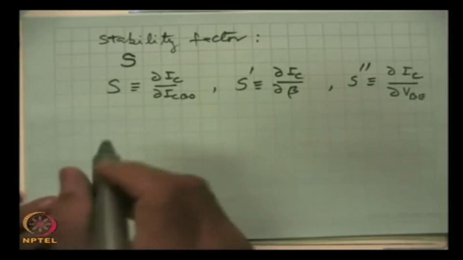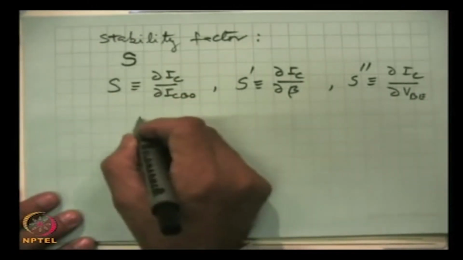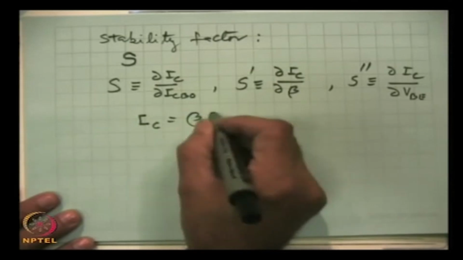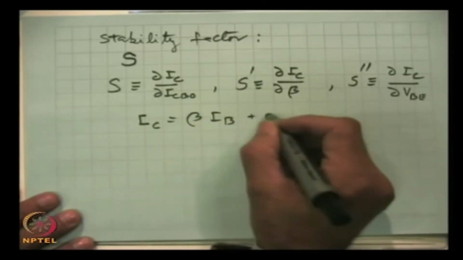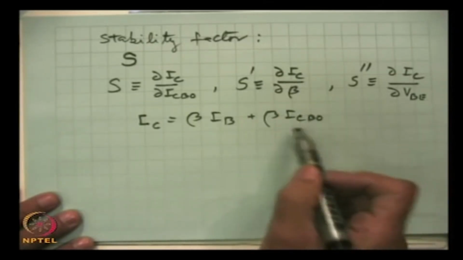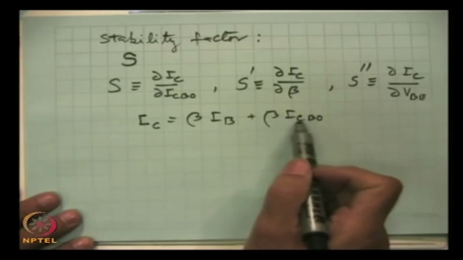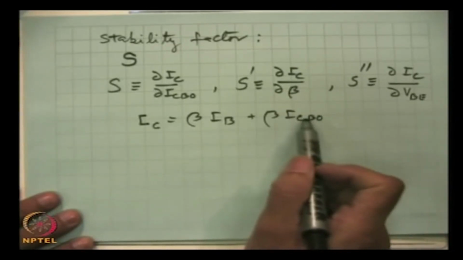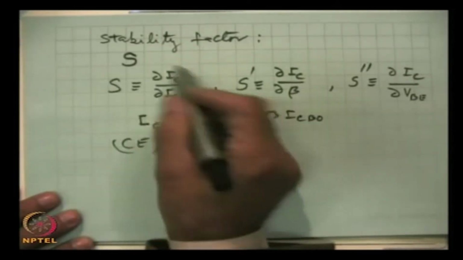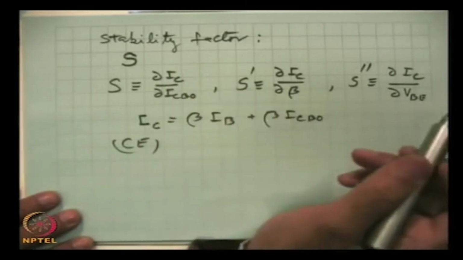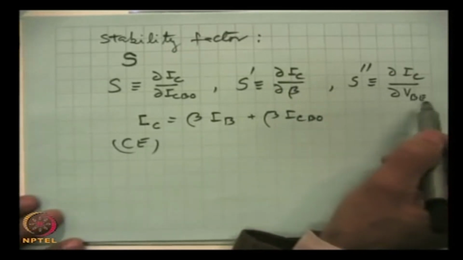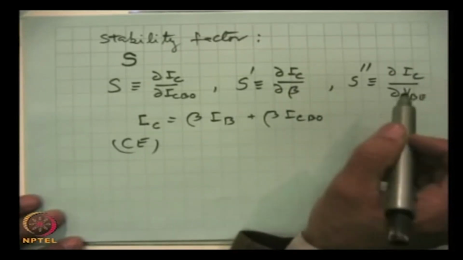because you remember that IC is beta IB plus beta times ICBO. So, if ICBO, the reverse saturation current in common base, varies, it is multiplied by beta for the common emitter circuit, and this becomes a significant variation. Similarly, if beta changes, then the current may change, and if this voltage changes, that will also change the current.